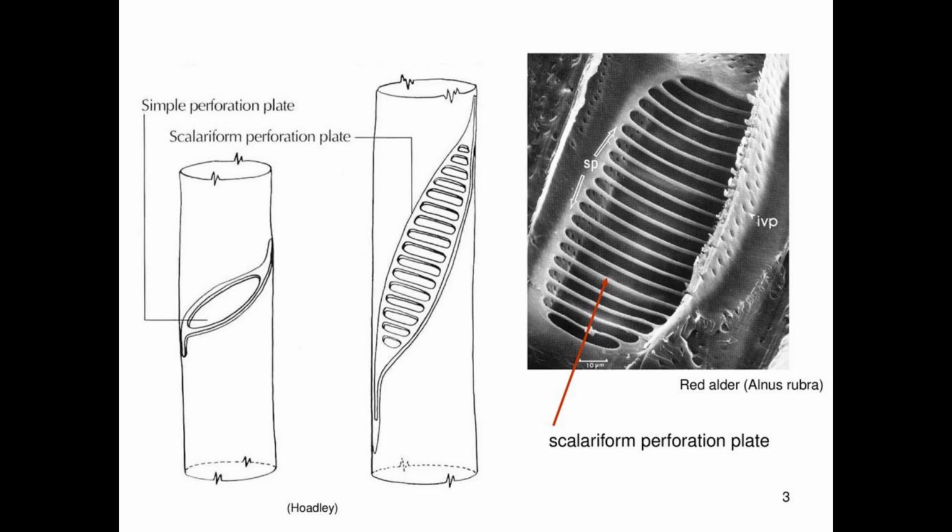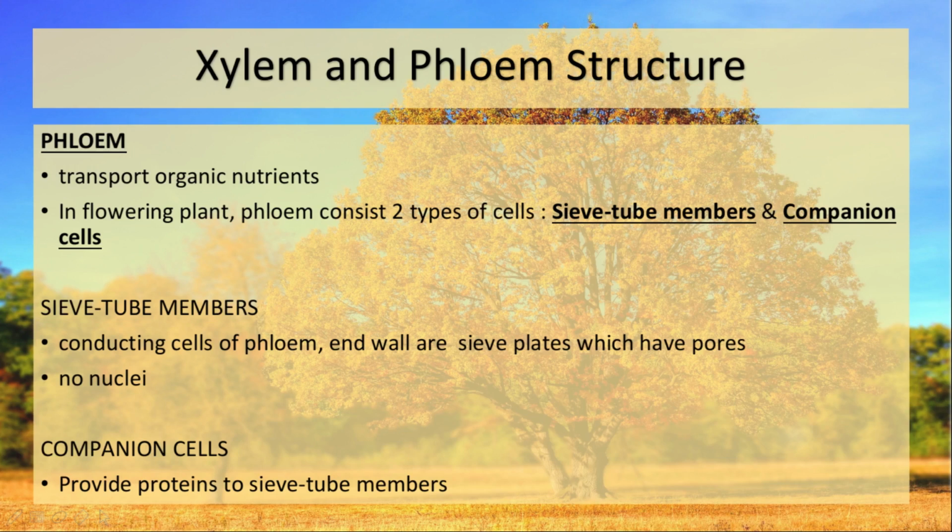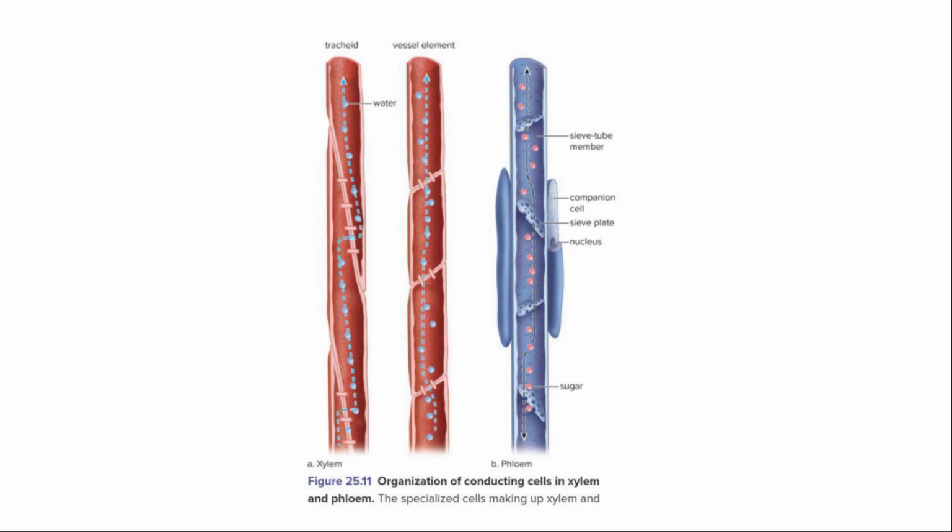We will move on to phloem. Phloem transport organic nutrients from the leaves to the roots. In flowering plant, phloem consists of two types of cell, which is sieve tube member and companion cells. The sieve tube member are the conducting cells of phloem. At each end, it has sieve plate which have many pores. It doesn't have nuclei. The next cell is companion cell. Their job is to provide proteins to sieve tube members.